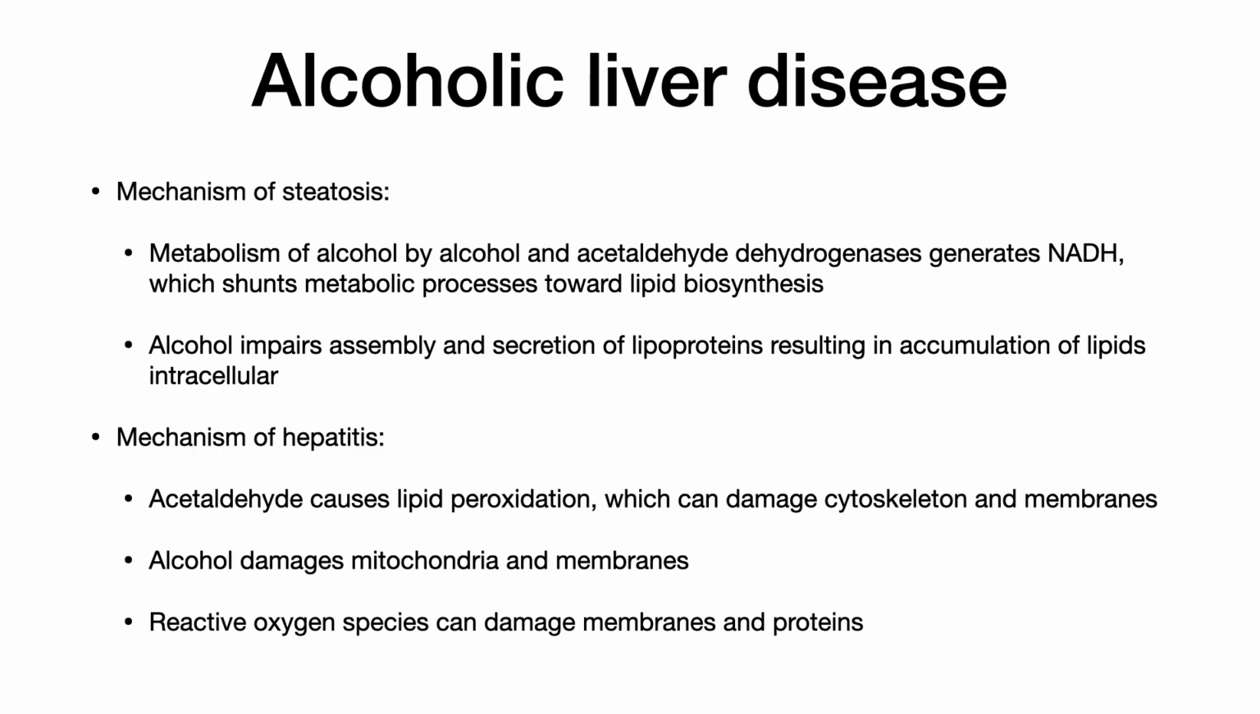So alcoholic liver disease, the mechanism of steatosis. Alcohol gets metabolized by alcohol and acetaldehyde dehydrogenase, which generates NADH, and that shunts the metabolic processes toward lipid biosynthesis. So you get more lipid built up, and it accumulates within the hepatocytes. It also impairs the assembly and secretion of lipoproteins, so lipids accumulate intracellularly. That's the mechanism by which steatosis occurs.